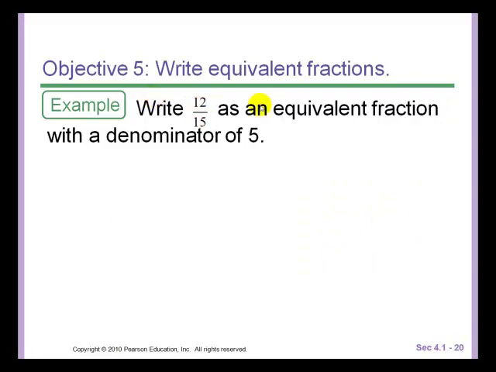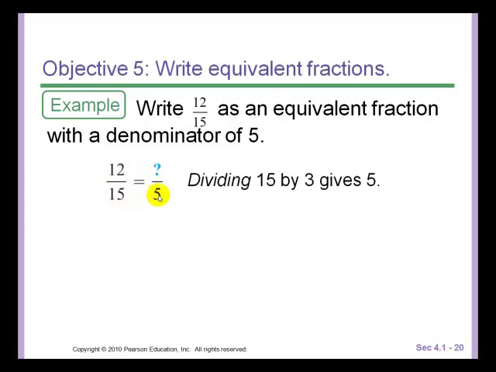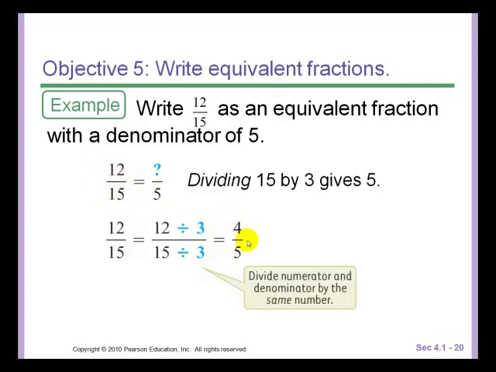Write 12/15 as an equivalent fraction with a denominator of 5. Now we're going the other direction. We want to get 15 to be smaller. We want 12/15 to be something over 5. We turn 15 into 5 by dividing by 3. In order to maintain our balance, we have to do the same thing to the top. So if I'm dividing 15 by 3, I also have to divide 12 by 3. 12 divided by 3 is 4. Therefore, 12/15 is equivalent to 4/5.